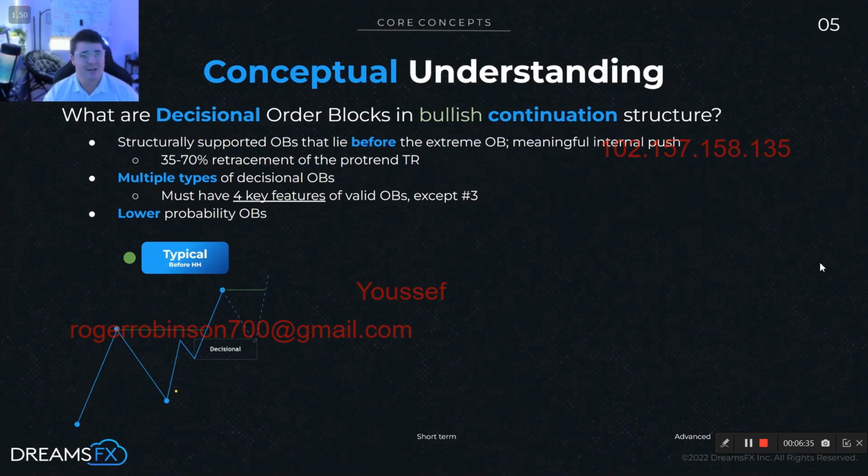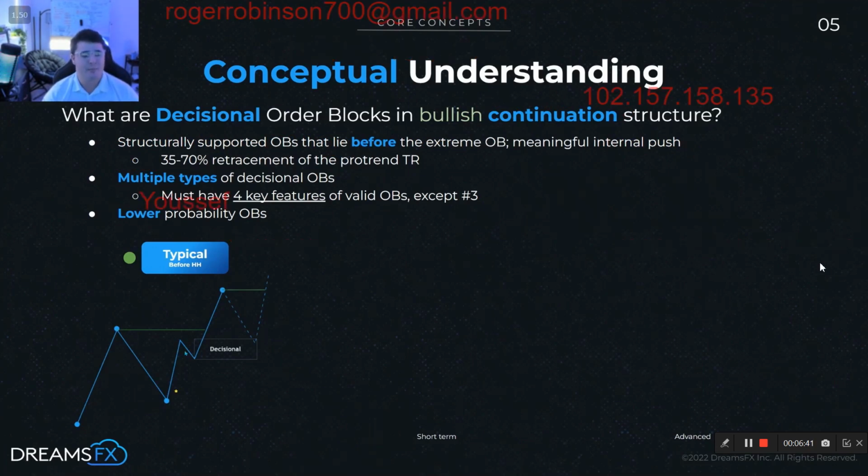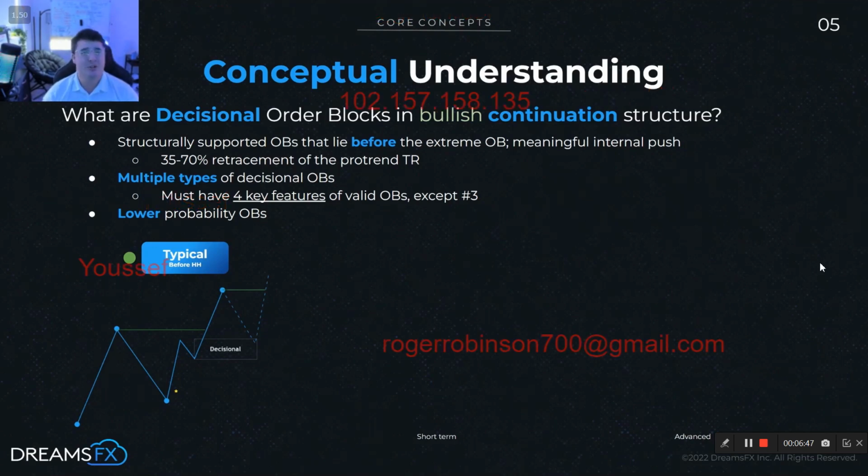Decisional order blocks, it decided to make a higher high rather than reversing. Decided to have a little bit of a pullback before making the next expansive move. That's what we mean by meaningful internal push. First push, second push, that's where your decisional is. Majority of times, 80+% of the time, that is where your decisional is going to be located from a conceptual perspective when it comes to pushes.